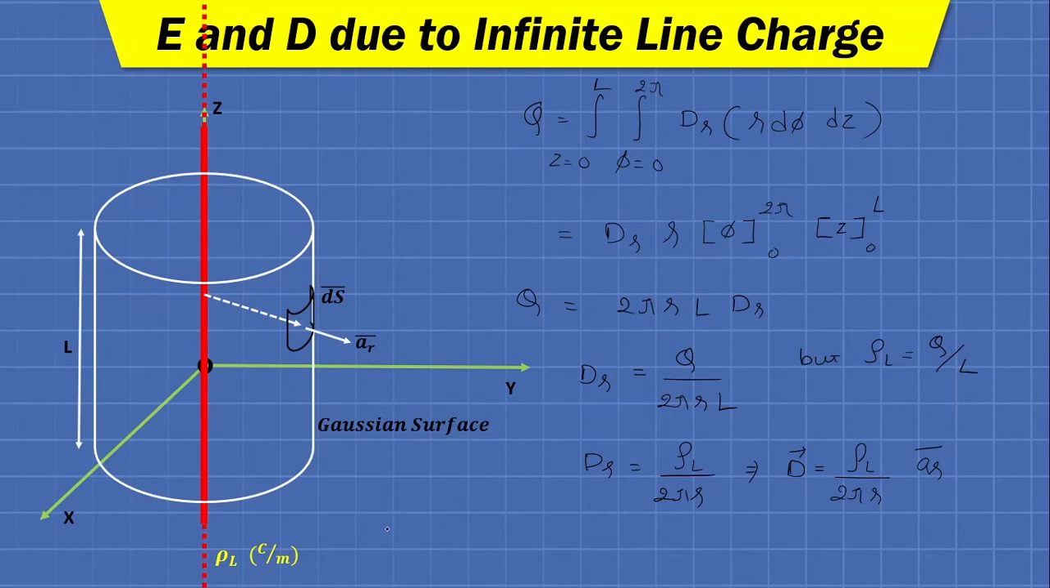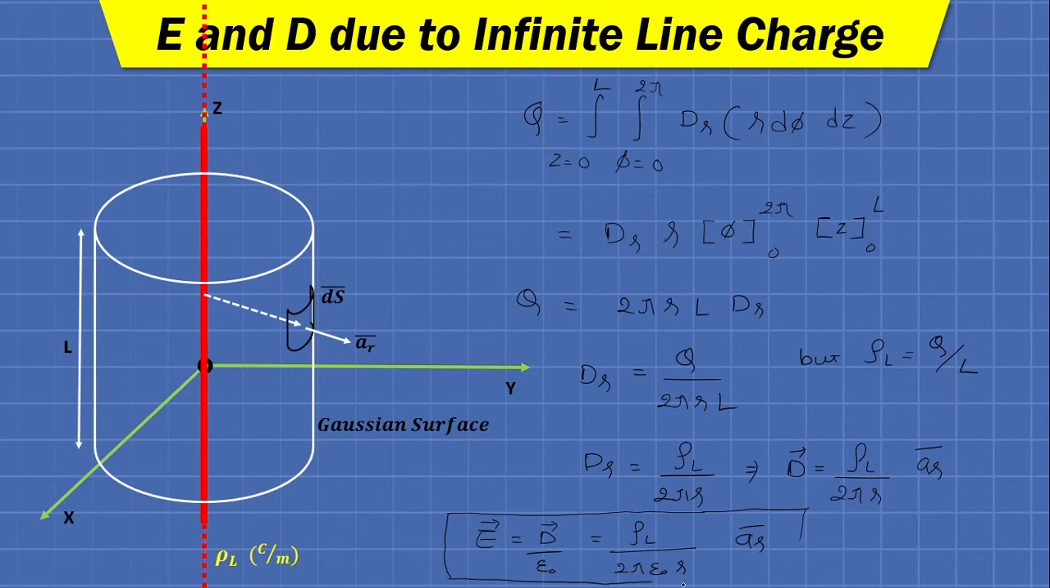We have another relation between E bar and D bar. E bar is nothing but D bar divided by epsilon naught. So we can directly write the value of field intensity due to infinite line charge as rho L upon 2 pi epsilon naught r a_r bar, and this is the same equation that we derived with the help of Coulomb's law a couple of videos ago.